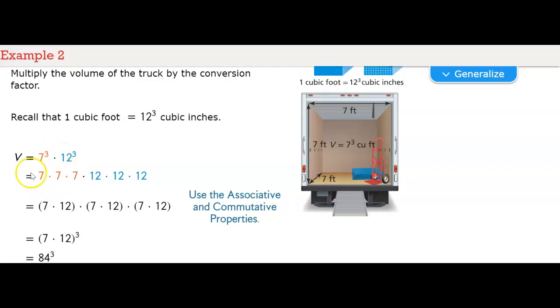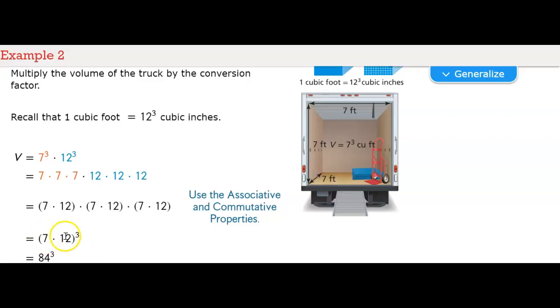So we multiply them. Then you break it down, and you have your 7 three times, and then you have your 12 three times. And then it says use the associative and commutative properties. So we have 7 times 12, 7 times 12, 7 times 12, which then becomes 7 times 12 to the third power, since there's 3 of each.